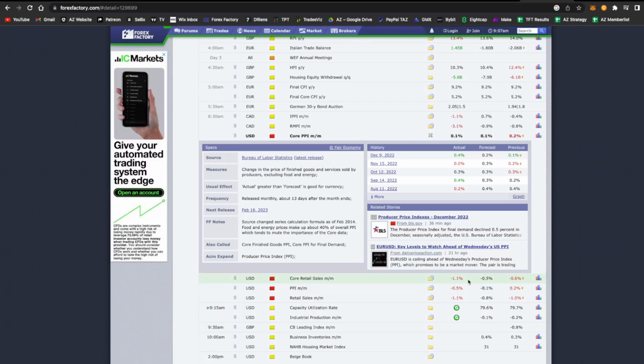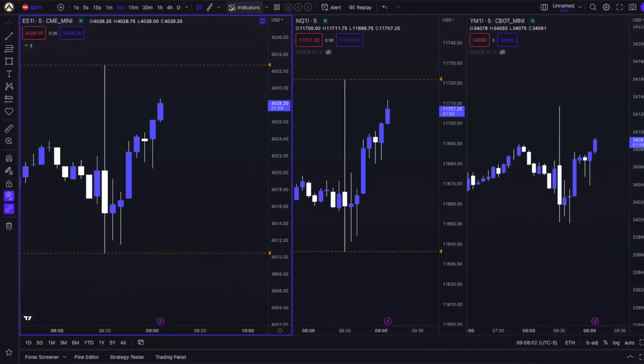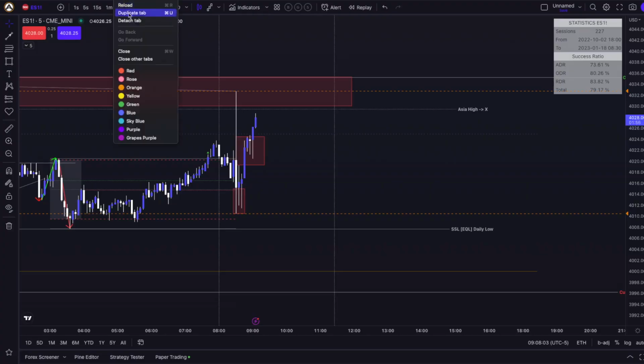The core retail sales month to month were a little bit worse than expected, and also worse than the month prior to that. The PPI month to month also worse than expected. That's why it's colored in red here, and also worse than the previous month. And same for the normal retail sales and not core retail sales. So overall, let's have a look at the DXY as well, because this could also help with our analysis.